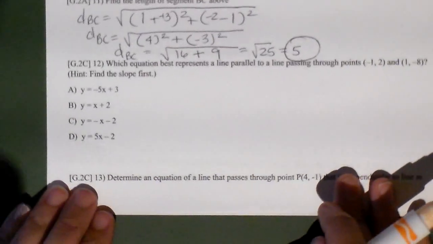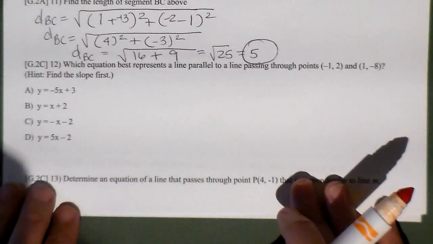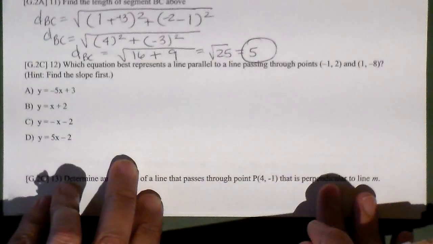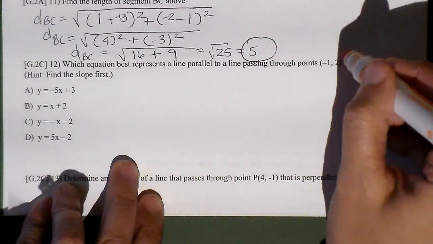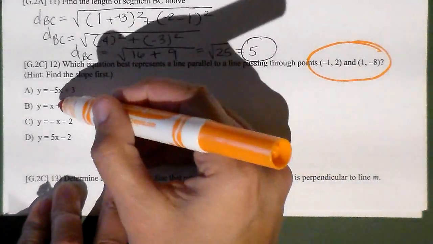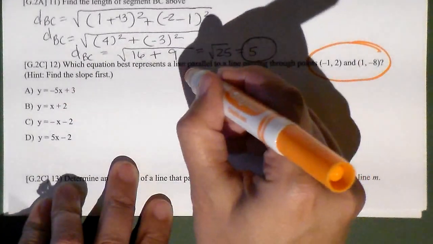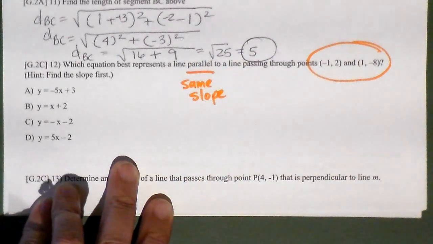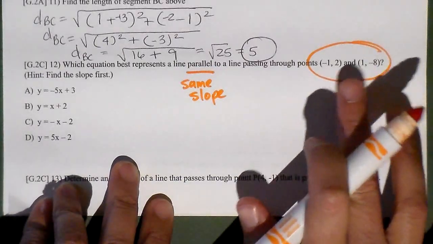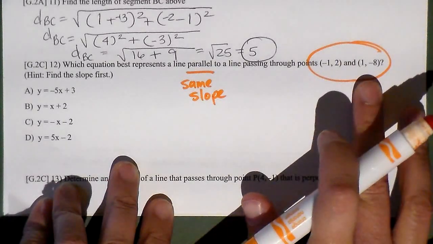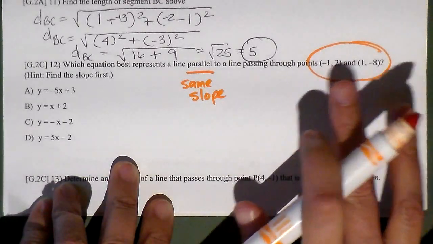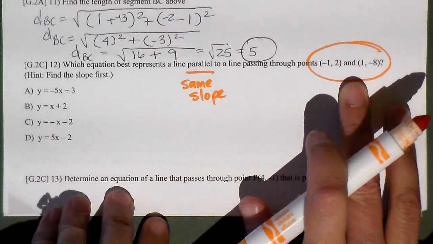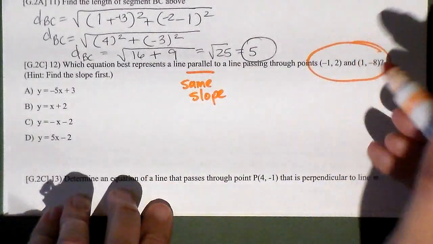Let's look at number 12. Now, number 12, we did some of these on Plickers. Which equation best represents a line parallel to a line passing through these points? Okay, well, if we're looking for parallel, we know right off the bat we're looking for the same slope. So I want to take these two guys. These two guys are on my current line, and I want to know which of these is parallel to it. So let's find the slope first.